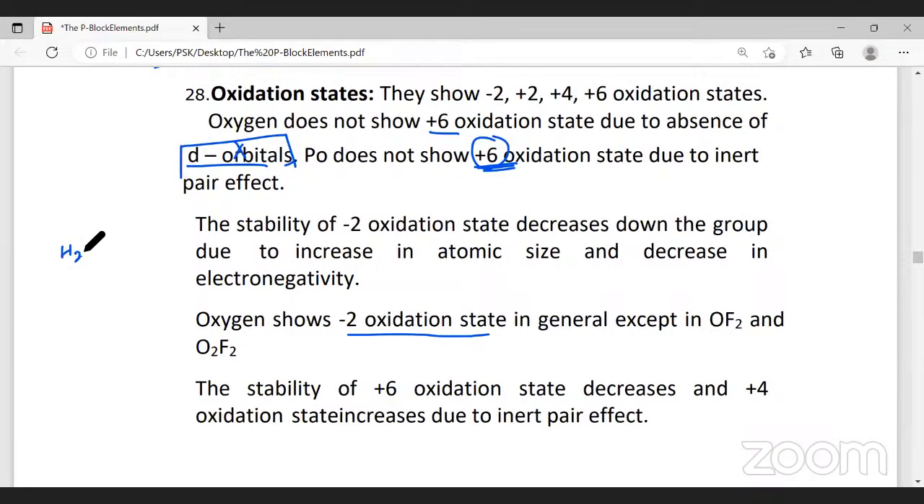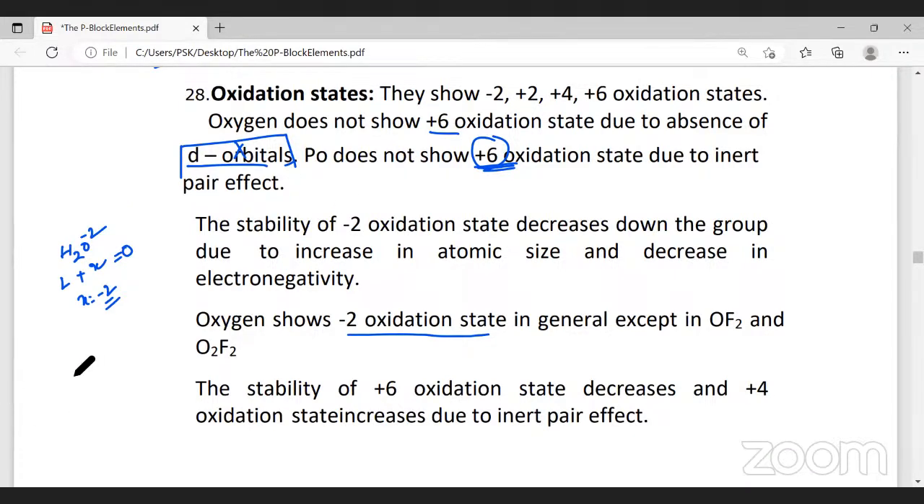For an example, if we take water, in water as a whole, the charge is 0. Oxygen, I don't know the charge, I take it as X. Hydrogen, we know it's a first group element, +1. +1 into 2 is 2. So X will be equal to -2. Generally, oxygen shows -2 oxidation state.